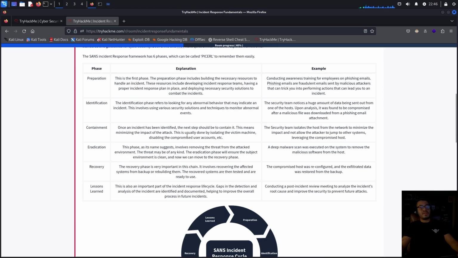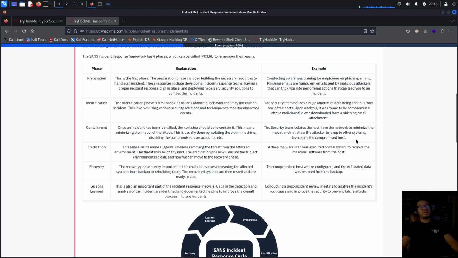Once an incident has been identified, the next step should be to contain it, right? This means minimizing the impact of the attack. This is usually done by isolating the victim machine, disabling the compromised user account, etc. The security team isolates the host from the network to minimize the impact and not allow the attacker to jump to other systems, leveraging the compromised host.